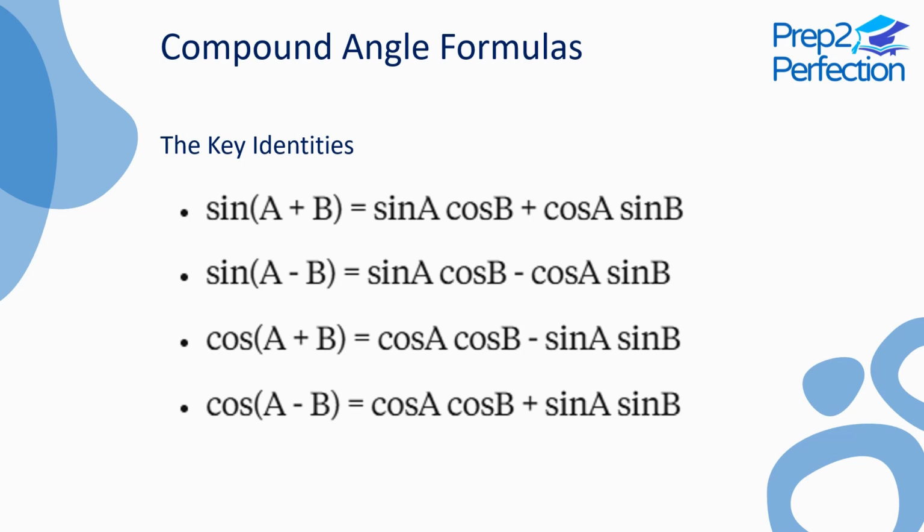Sin(A+B) is sin A cos B plus cos A sin B. Sin(A-B) is sin A cos B minus cos A sin B. Cos(A+B) is cos A cos B minus sin A sin B. And then cos(A-B) is cos A cos B plus sin A sin B.